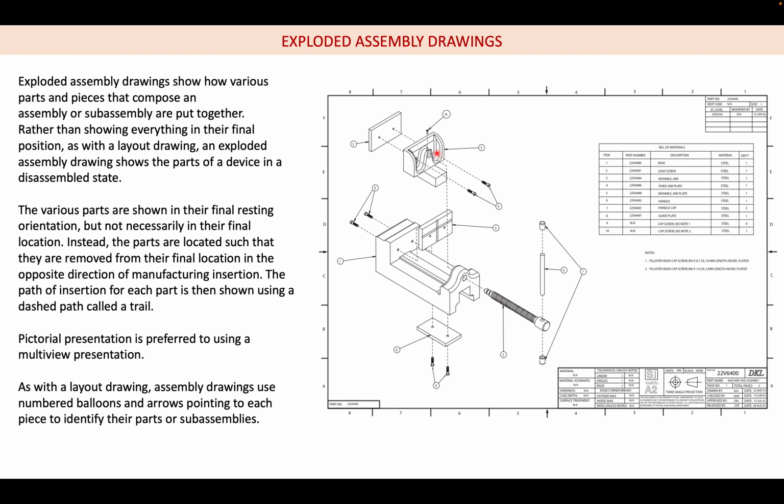This movable jaw will be fixed to this jaw plate, and you have to fasten them together using this screw. Again, these dotted lines show where the screw is going to fasten and how this jaw is going to fix to the jaw plate. Similarly for the bottom and the lead screw. Everything is shown here. This is an exploded assembly drawing. Again, as with the layout drawing, balloons are used for numbering, and the leader lines as usual point to the part. This is the second type.